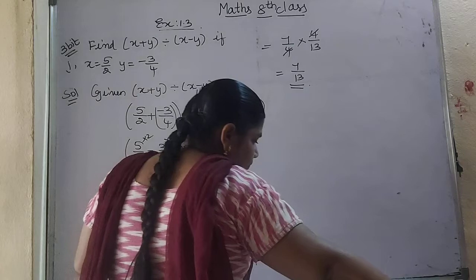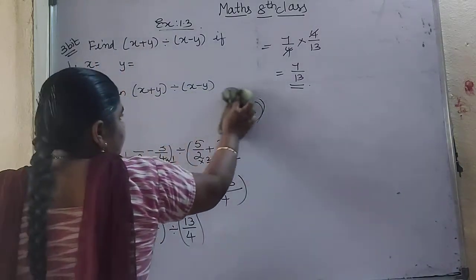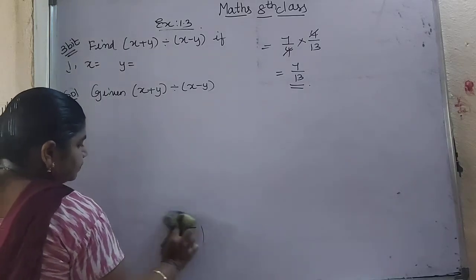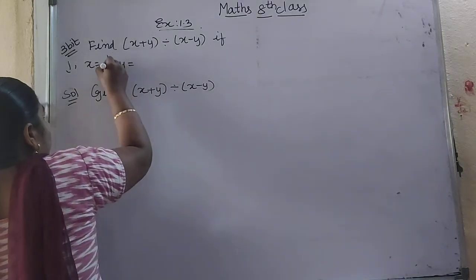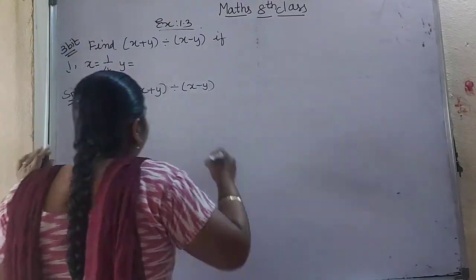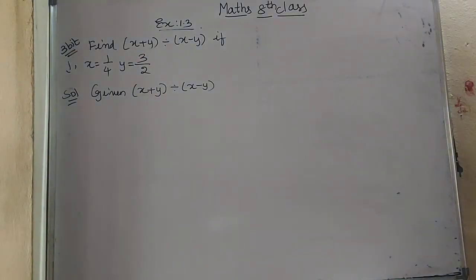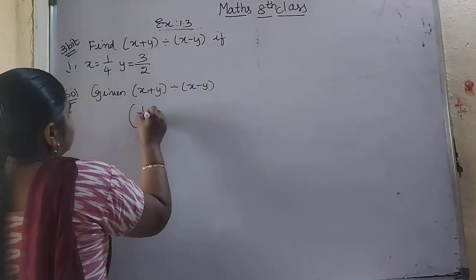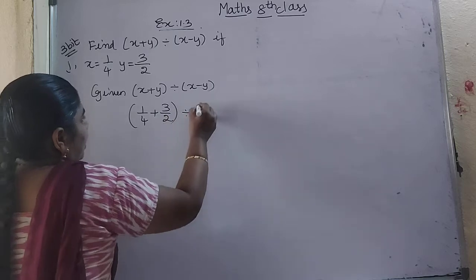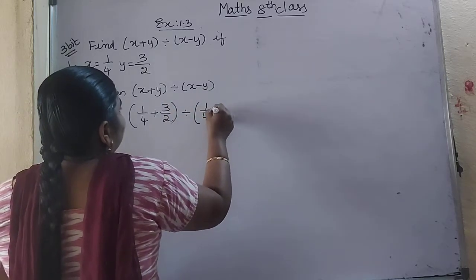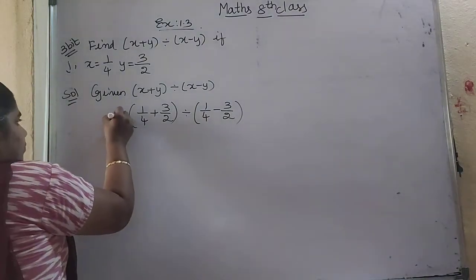In the second bit, the values are changed. Now the x value is 1 by 4 and the y value is 3 by 2. After changing these values, what is the result we will see? So x value 1 by 4 plus 3 by 2 divided by x value 1 by 4 minus 3 by 2.